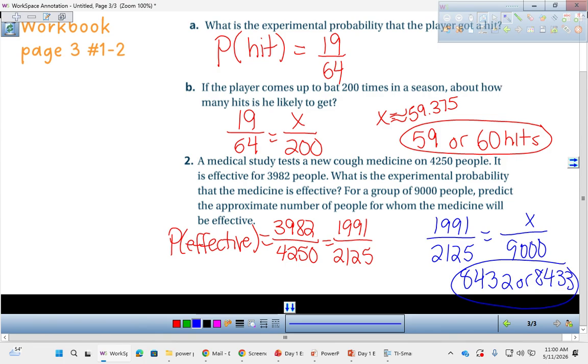Experimental probability, all of that data was done. That batter physically had to hit 60 times for him to get that data. This person had to test those people who physically had to take the medicine. Okay, so that's all experimental because someone's doing it to get the data. Tomorrow we'll do theoretical. I have no homework for you tonight. The next slide is the lesson continued, so I'm just going to leave it there. All right?